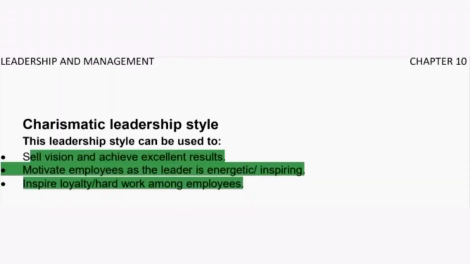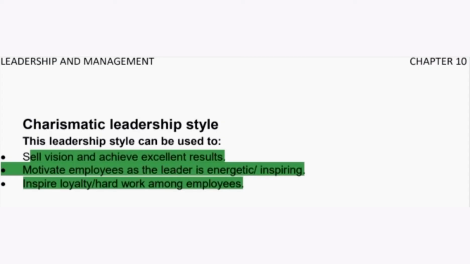Now we move forward to the charismatic leadership style. What is the charismatic leadership style? It is whereby you use charm to get the customers. You charm them to get the customers. This leadership style can be used to sell vision and achieve excellent results.